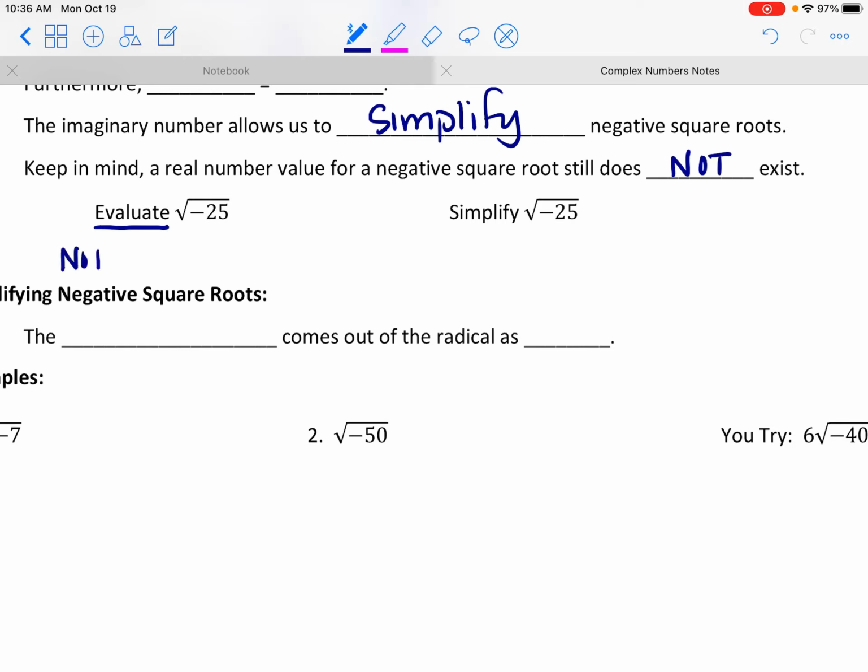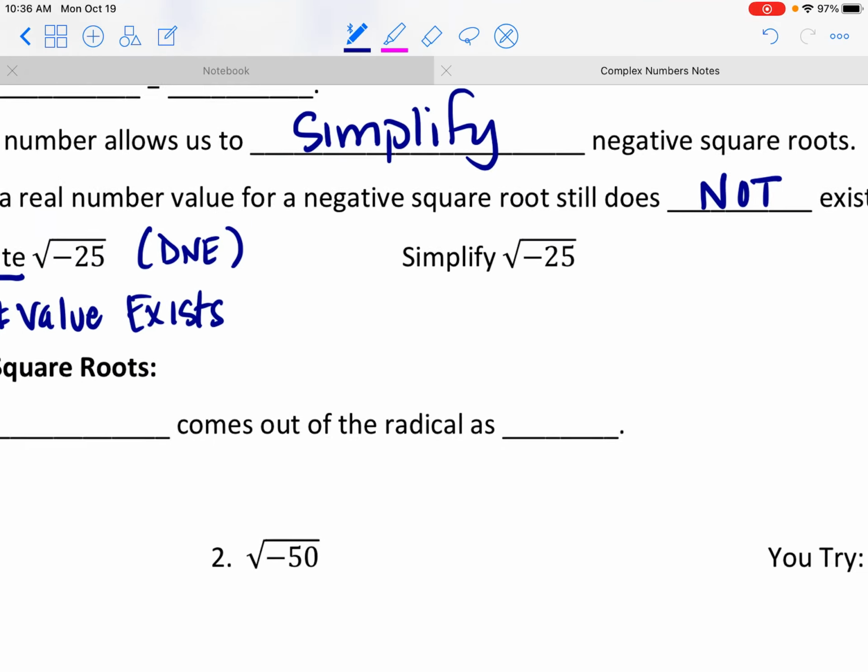There is no real number value for this. So no real number value exists, and in our previous module we would just say this does not exist. There's no real number value for the square root of -25. Now if I change the direction, instead of asking you to evaluate, if I asked you to simplify, because we've defined the square root of -1 as i, this is something we could do.